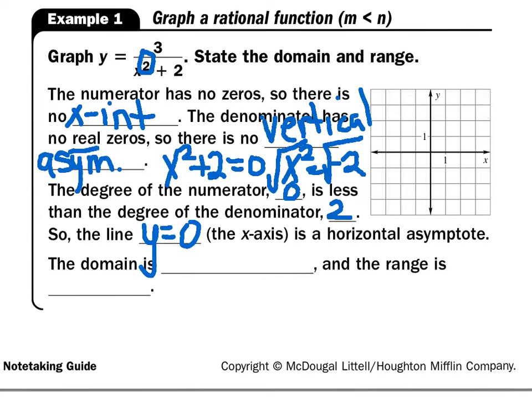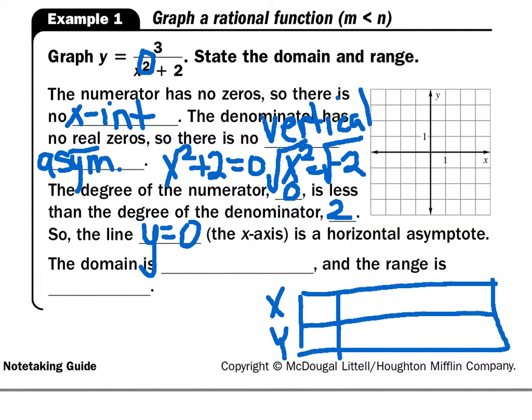Okay, so let's go ahead and graph this. Let's make our xy box. If we put 0 in for x, what do we get out? 3 over 0 plus 2 is 3 halves. If we put a positive 1 in for x, we get 3 over 1 plus 2, or 3 over 3, that is 1. If we put a negative 1 in there, negative 1 squared is positive 1, so I get a positive 1 out. And let's do one more. How about a positive 2? So 3 over 4 plus 2 is 6, so that'd be 1/2.